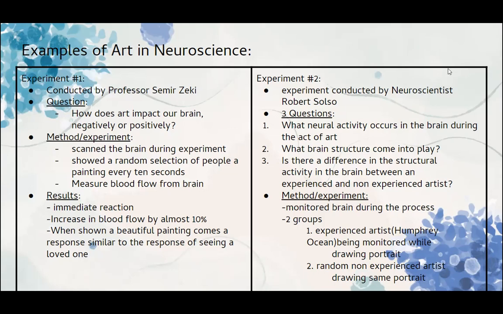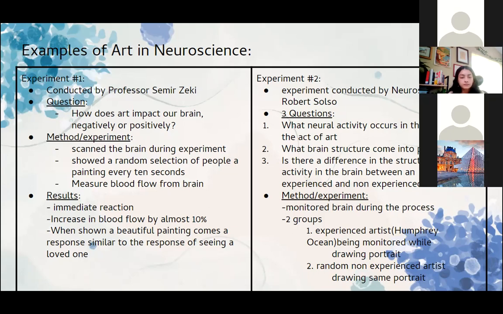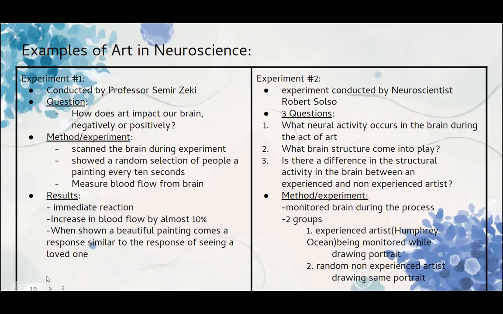So what he did was he monitored the brain, just like Semir Zeki, and there were two groups. He asked an experienced artist, Humphrey Ocean, to be monitored, and then a random non-experienced artist that he found, drawing the same portrait that Humphrey Ocean would be drawing. So the results are on the next slide.